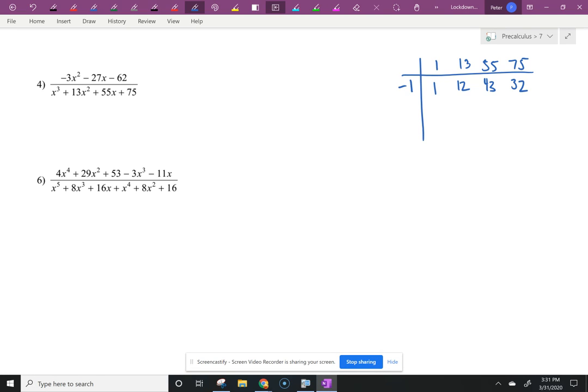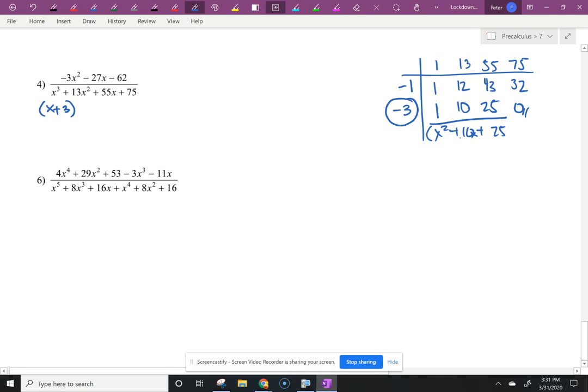All right, 2 doesn't go in. 3 goes in, so let's try -3. So 1, -3 is 10. -30 is 25. And oh my gosh, -75 and 75 is 0. I got one, kids. All right, that's super important. -3 works, right? Which means that x plus 3 is a factor. Well, it also tells me that x squared plus 10x plus 25 is the other factor. And I know that factors because it looks familiar as x plus 5 and x plus 5. So that would be x plus 5 squared.